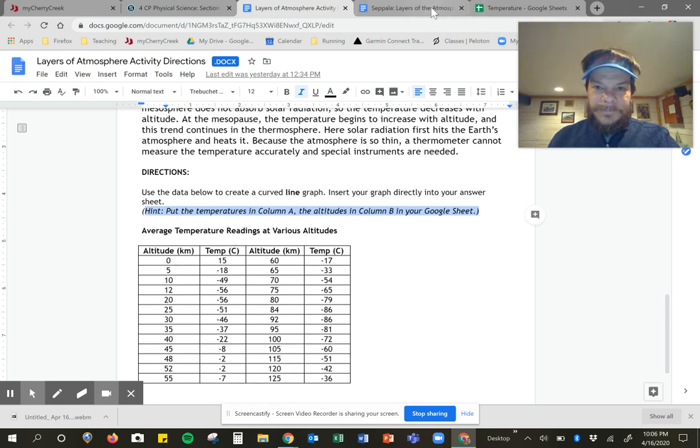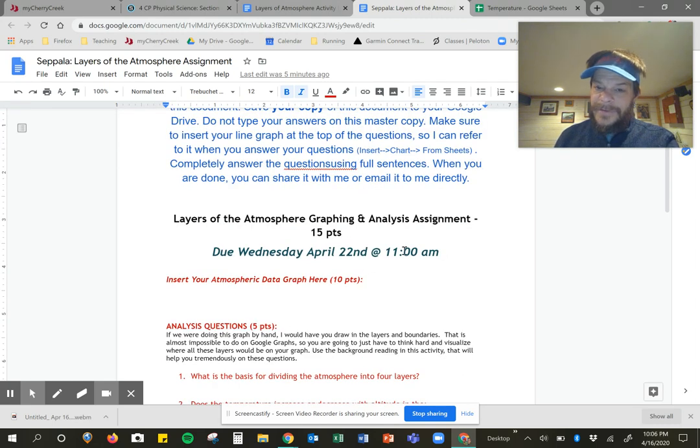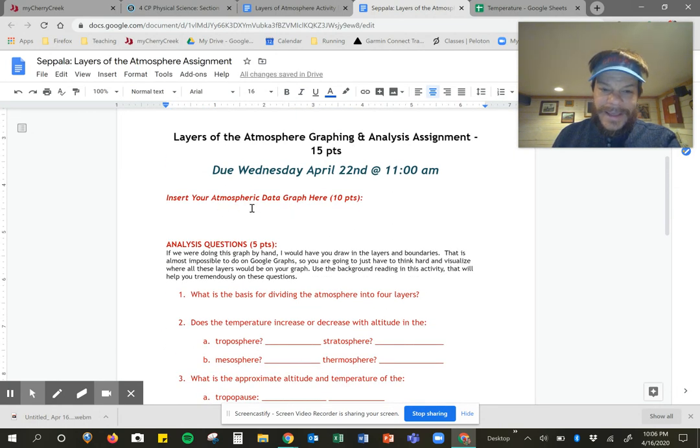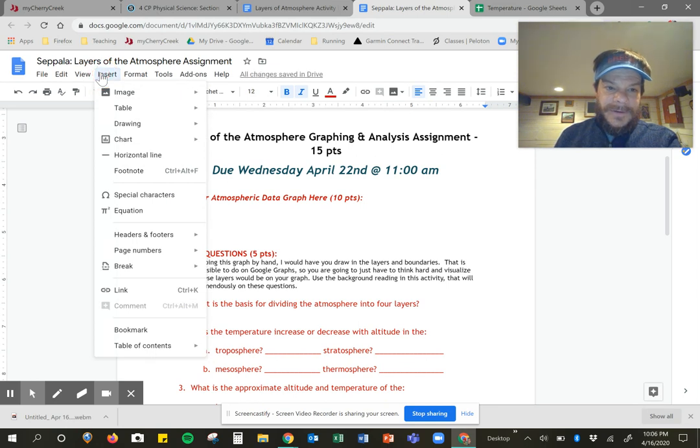So here's your data. The next thing is this. This is what you're actually going to work on. This is only worth 15 points. It's going to be due Wednesday, April 22nd at 11 a.m. And you're going to insert your graph here. And then remember, the way that we do that is insert chart from sheets.